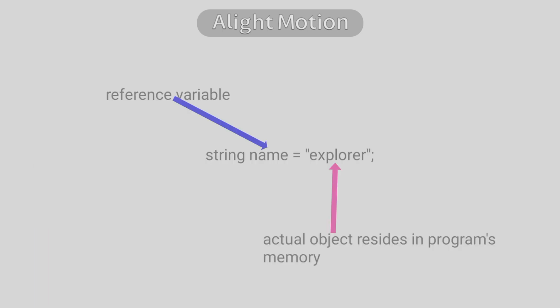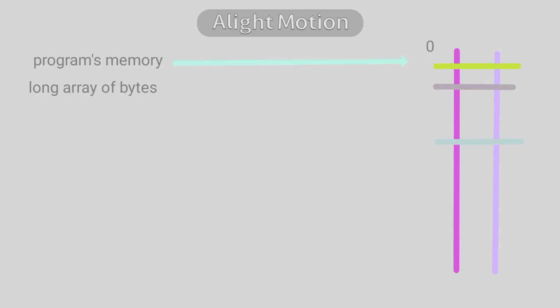Reference variable name is used to invoke methods on the object Explorer. Program's memory is a long array of bytes. The variable name contains 2222. It doesn't contain Explorer. It is the same as int name1 = 2222. And the location of the last byte of the array is like n, 4 times n.